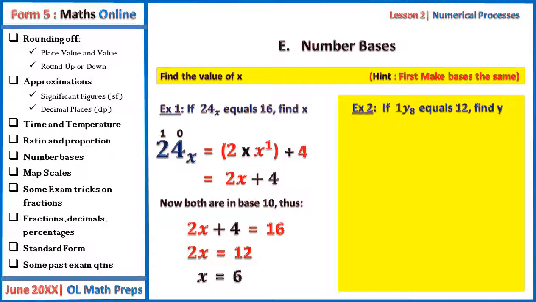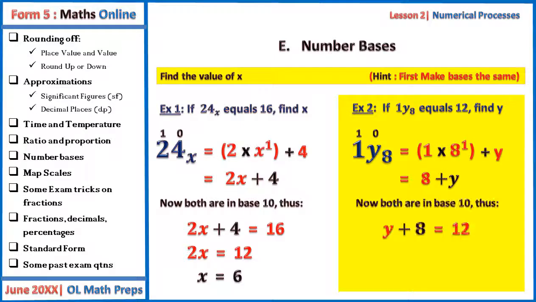Another example, you have if 1y base 8 equals 12, find y. Note equally that the 12 here is in base 10. So we convert everything to base 10. We will have 1 times 8 to the power 1 plus y times 8 to the power 0. This will give us 8 plus y. Now this number is in base 10 and is equal to 12. So our y will be equal to 4.